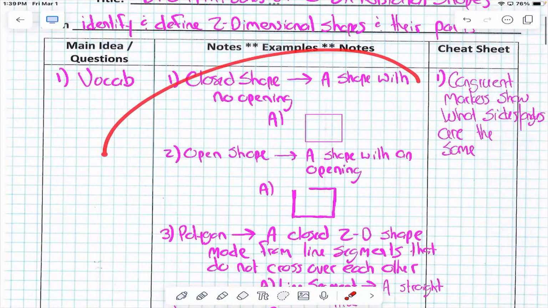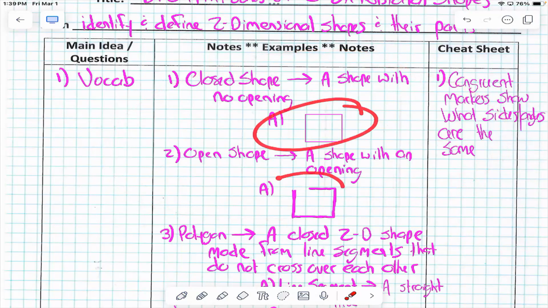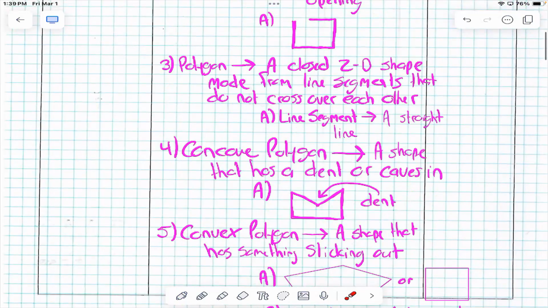Do you see the first two words here? Yes. Do you see the first two shapes? Yes. One's closed and one's open. Can you tell which one's which? Yes. I'm going to move on.